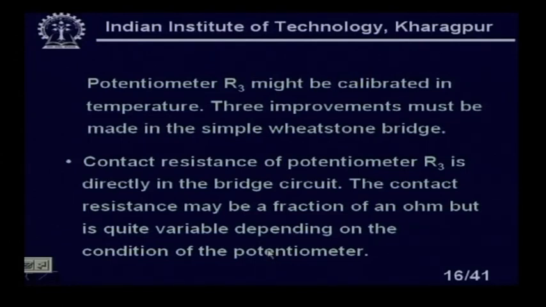And this contact resistance may vary from a fraction of an ohm, but it is quite variable. Since it is in the bridge circuit, depending on the contact, your bridge balance equation will change. That is a very undesirable property, right. This is the number one problem.